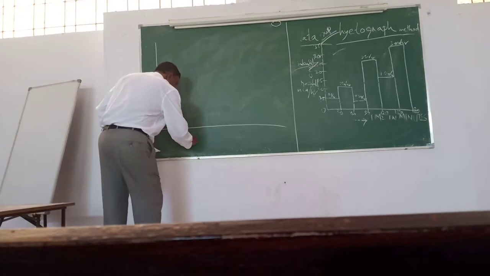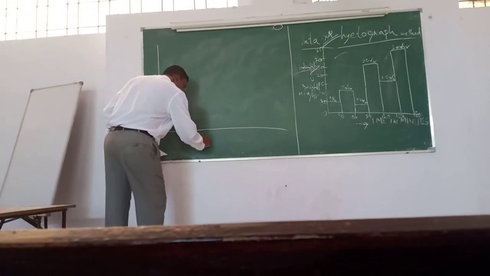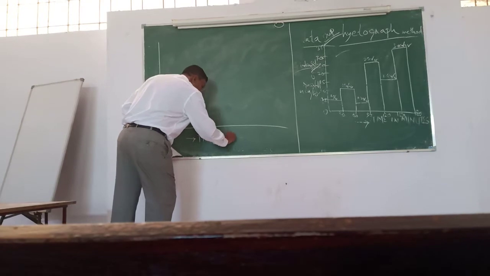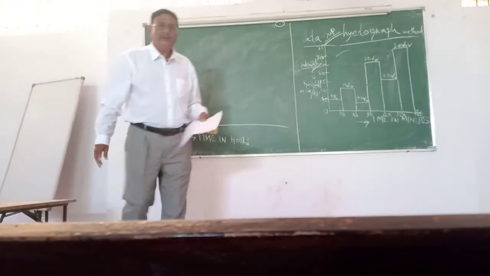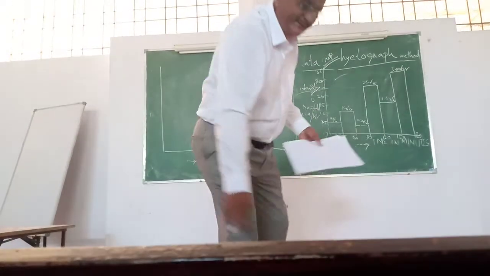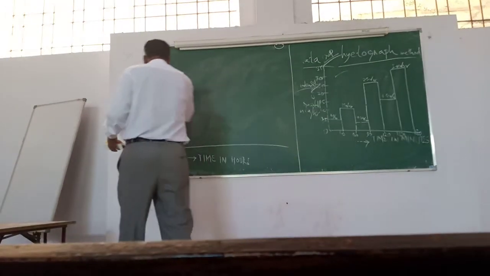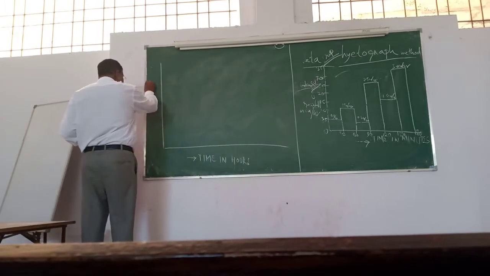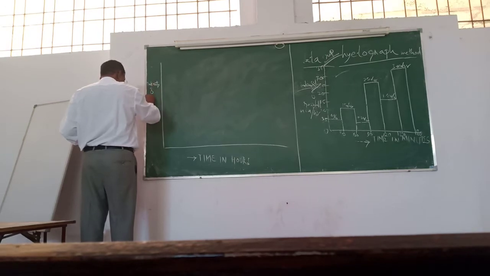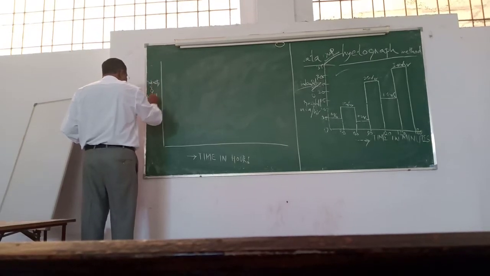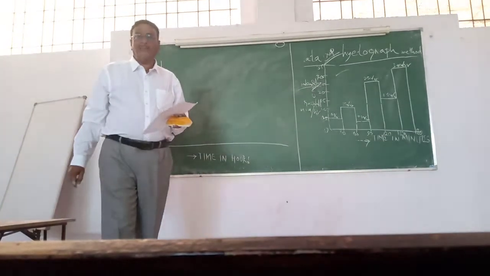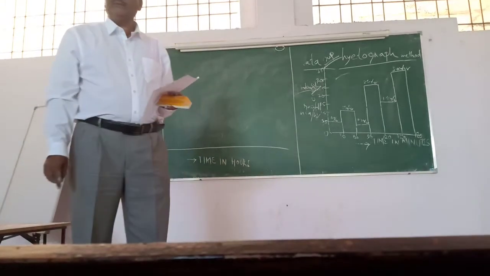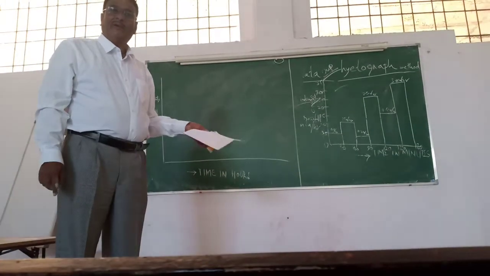Now the x-axis is time in hours, H-O-U-R-S. Then the y-axis is intensity, that is, intensity of rainfall in centimeter. It will not change. Don't change this. Intensity will be in centimeter per hour. It will be fixed. But the x-axis is changing. Now we are writing it.